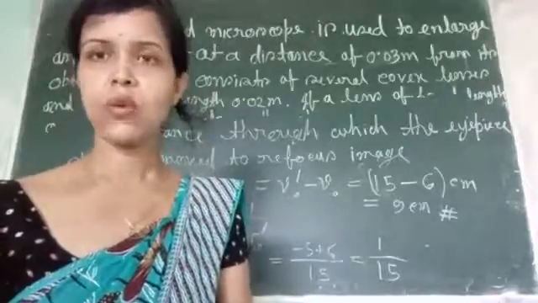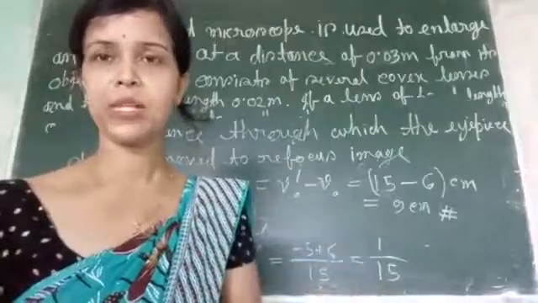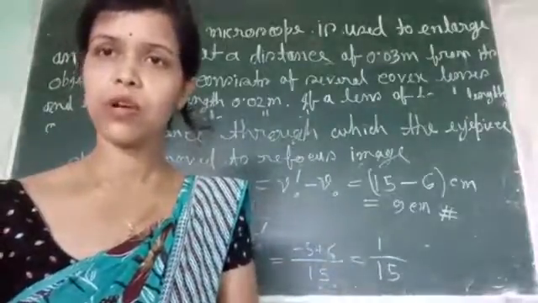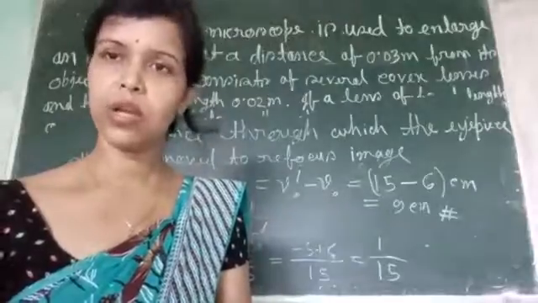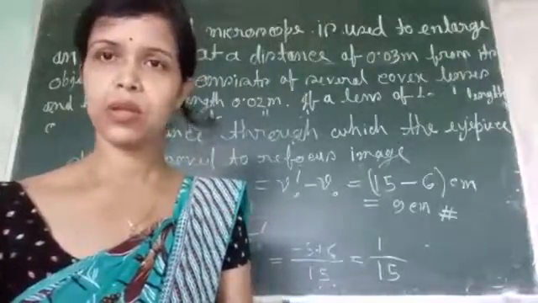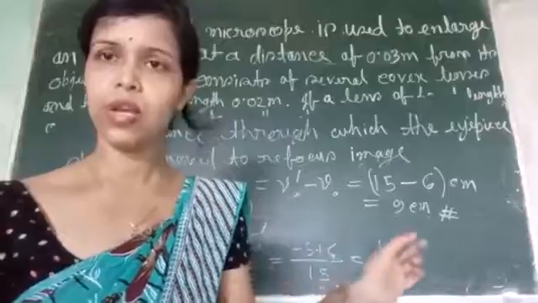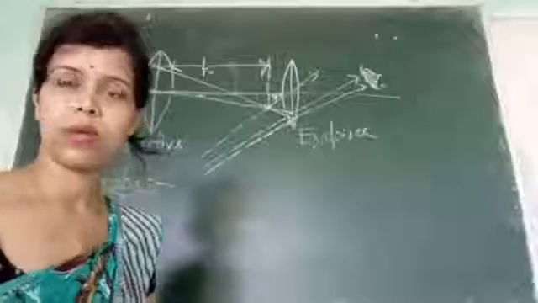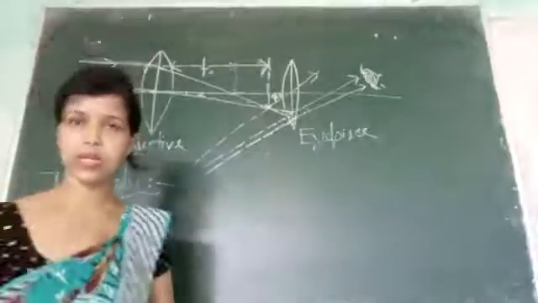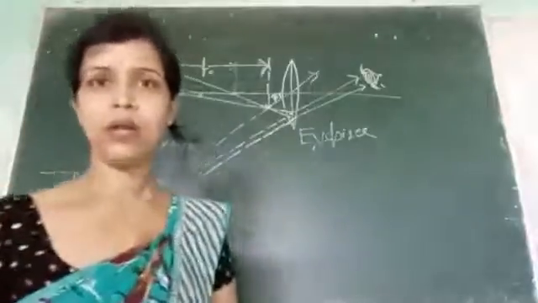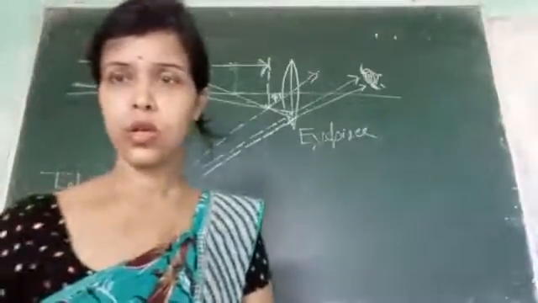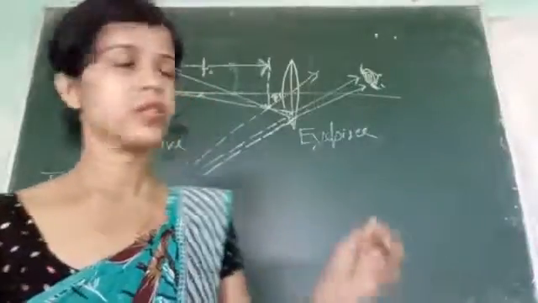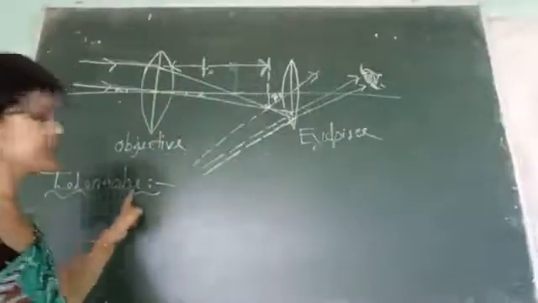So in this way we can solve this numerical problem. I think you are clear, or if you have any doubt, you can ask me. You study one time how we solve the numerical problem. After that I will discuss the telescope. In the last class we discussed the compound microscope. So today I will discuss what a telescope is.